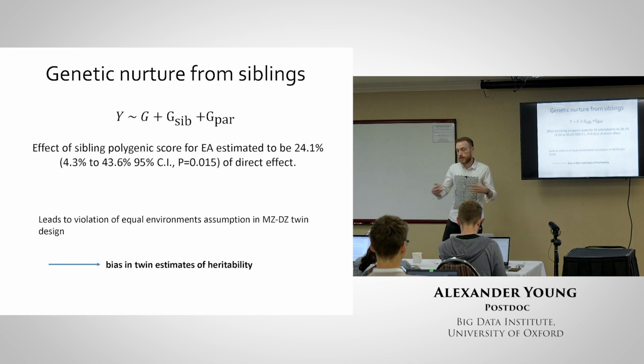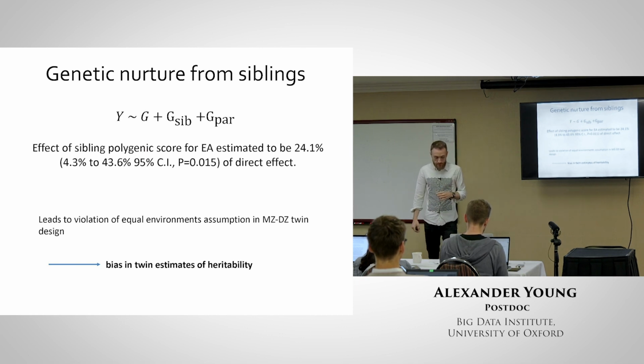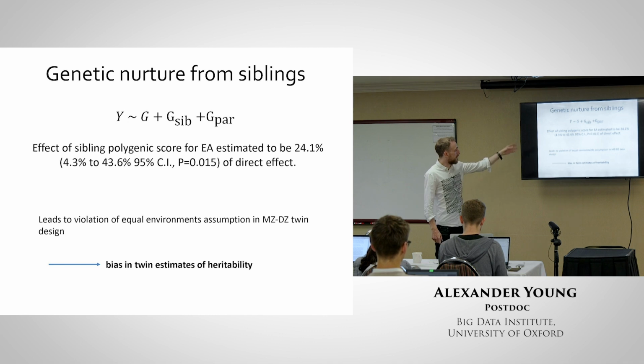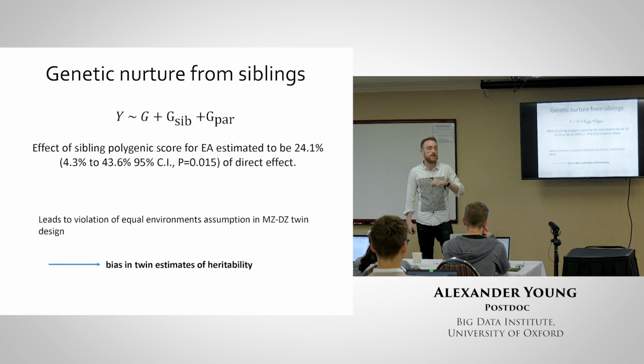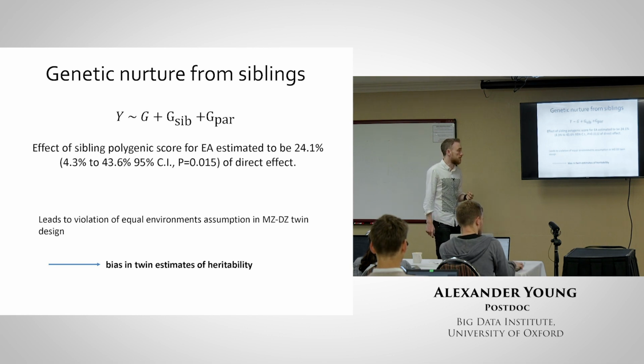Then there's the question of the indirect effects from siblings. So we use this design where you regress the phenotype onto the genotype of the phenotyped individual, their sibling, and the parents. And this is actually a very robust method to estimate the indirect genetic effect of siblings. And we found just about statistically significant effect of the sibling education polygenic score on the other sibling's trait. So that's some indication that these sibling effects can be real and important for a trait like educational attainment.